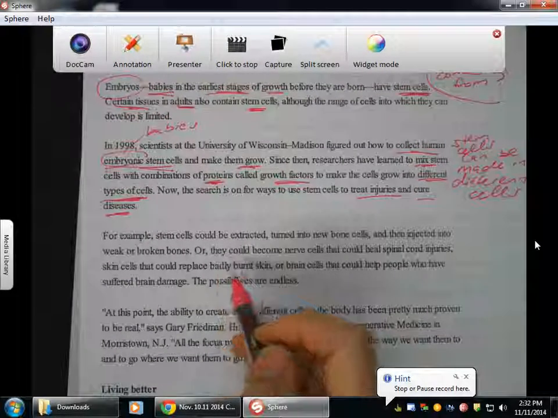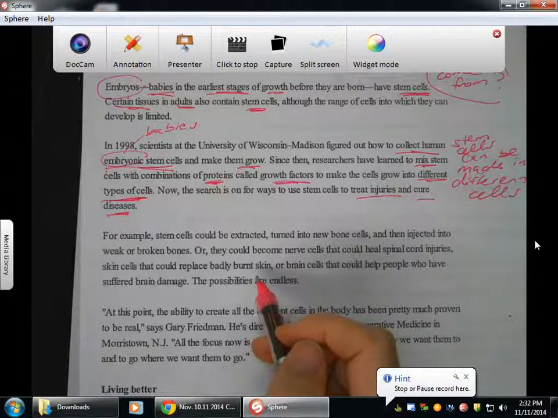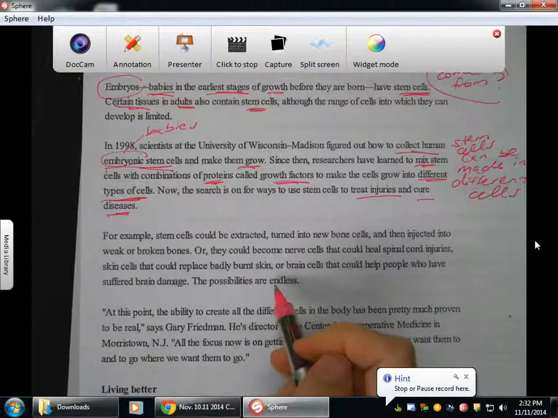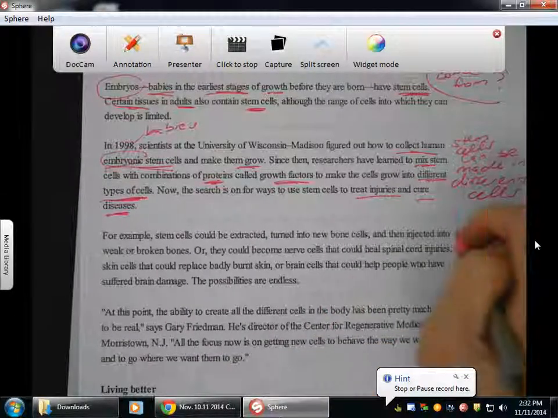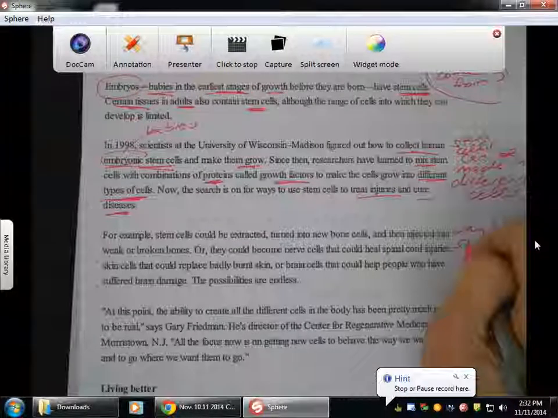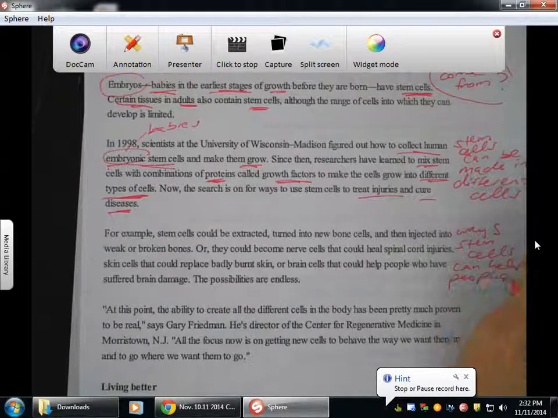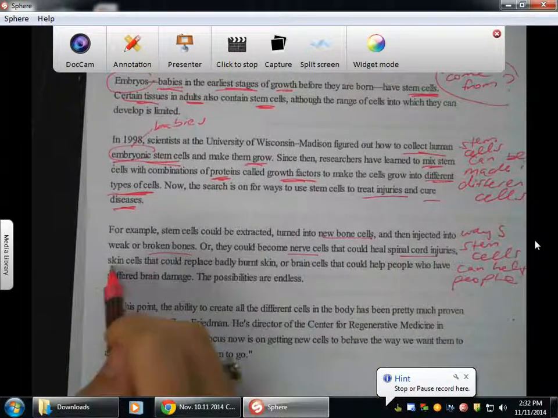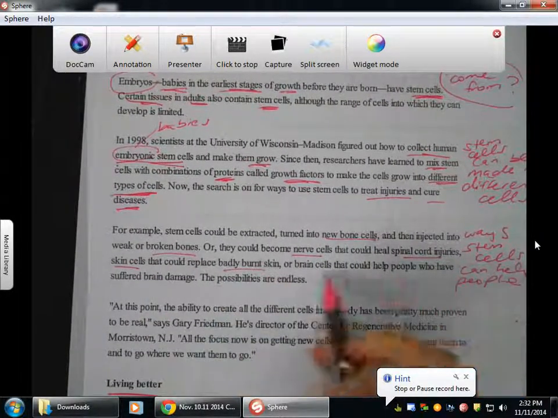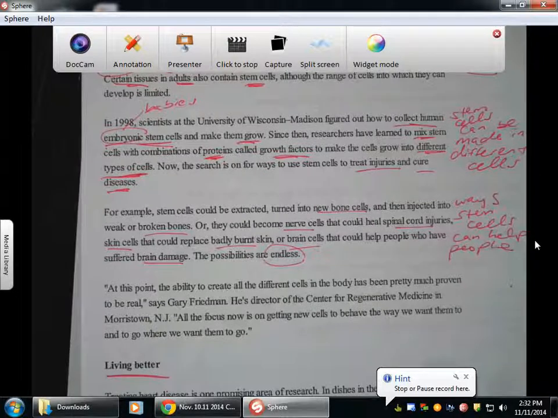For example, stem cells could be extracted, turned into new bone cells, and then injected into weak or broken bones. Or they could become nerve cells that would heal spinal cord injuries, skin cells that could replace badly burned skin, or brain cells that could help people who have suffered brain damage. The possibilities are endless. It looks like this is really about the ways stem cells can help people. So we have new bone cells for broken bones, nerve cells for spinal cord injuries, skin cells for badly burned skin, and brain cells for people with brain damage. So pretty impressive, all those things it can do.